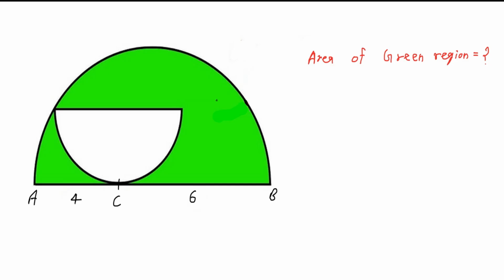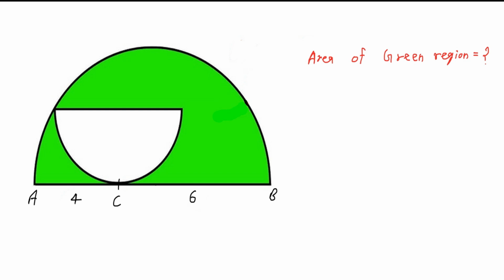In fact, in this question two semicircles are given. One is smaller and one is bigger. The smaller semicircle touches the diameter AB of the bigger semicircle at C. The lengths of line segments AC and CB are given as 4 units and 6 units respectively. And here we have to find the area of this shaded region, shaded with green color.